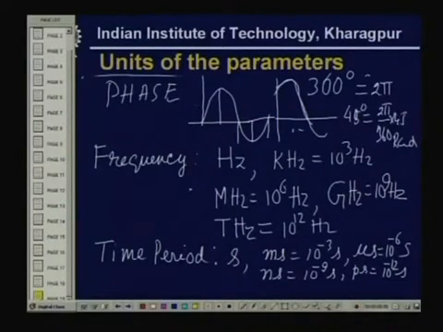So we have seen the various units used to represent the important parameters, amplitude, frequency, and phase for a signal, and later on we shall see these are the parameters that we shall vary for the purpose of communication through a medium. Later on we shall discuss that.